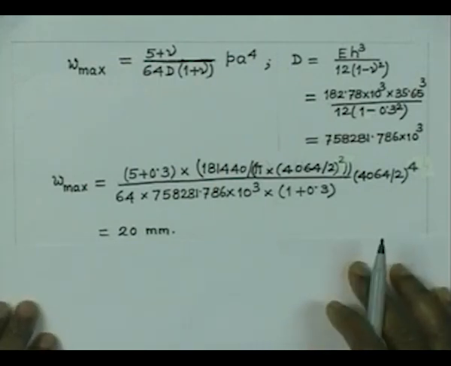Now, we would like to consider another example wherein the same plate is subjected to the same total load, but it has a circular cutout at the center of some radius, which is 1/4 of the outer radius. So, the problem is shown here.